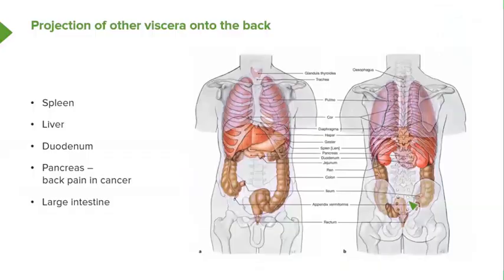And then we also have the surface projection of the large intestine. Here is the right-sided large intestine to include the appendix, cecum, ascending colon. This is a retroperitoneal structure on the right lateral aspect of the back. And then we have on the left side the descending colon, the sigmoid colon. That descending colon is also going to be retroperitoneal.